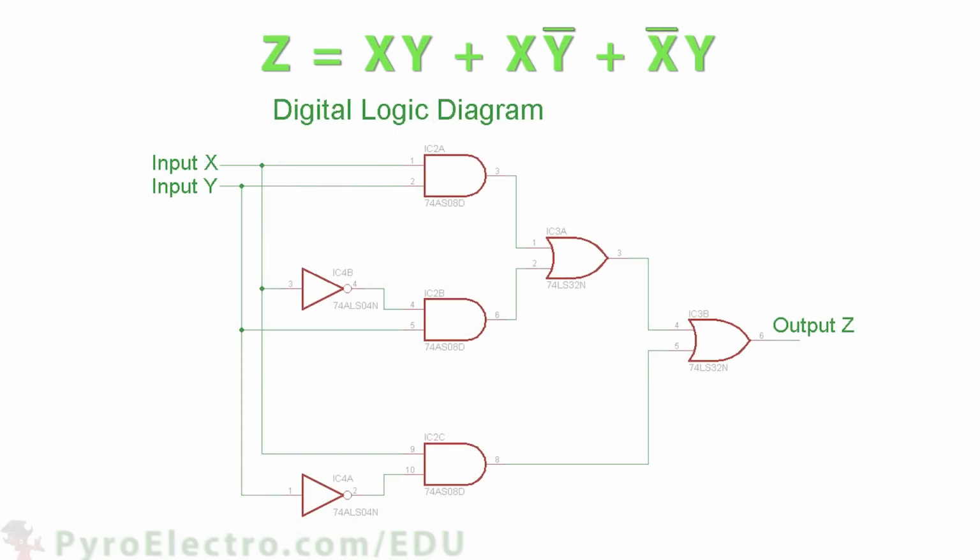Let's do a quick recap to remember why we are learning these tricks and how they apply to digital electronics. The formula Z equals X and Y, or X and Y naught, or X naught and Y, translates over to a logic diagram and schematic that looks like this. Notice how many logic gates are used to produce one single output. You have to wonder if it could be easier.